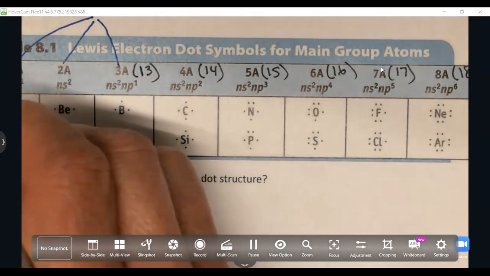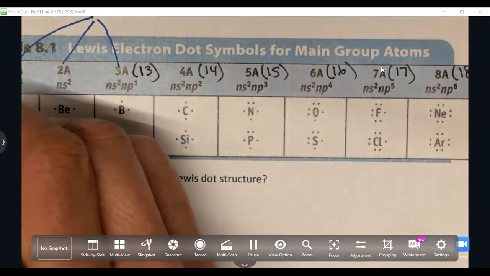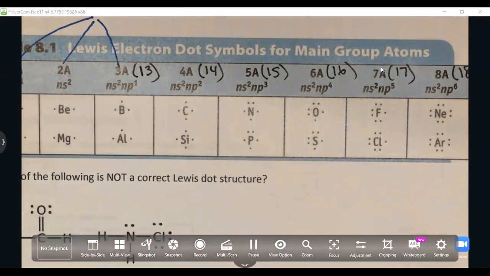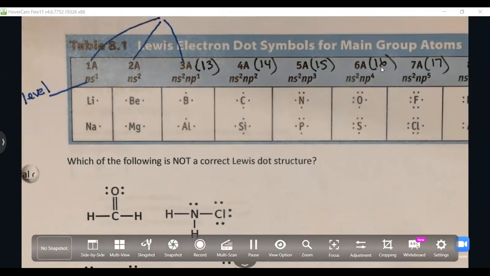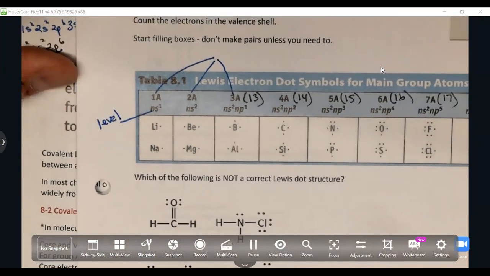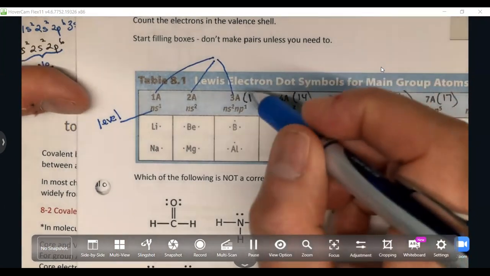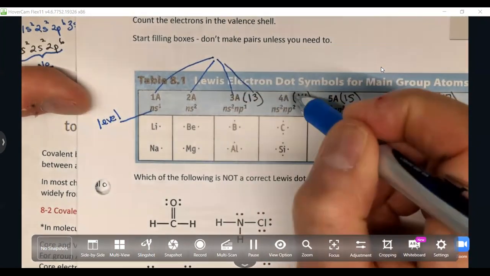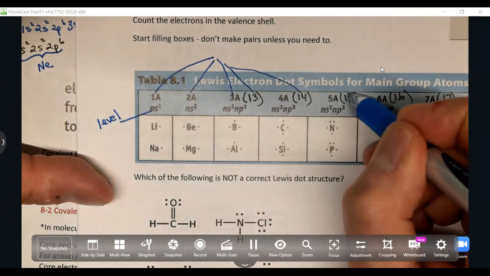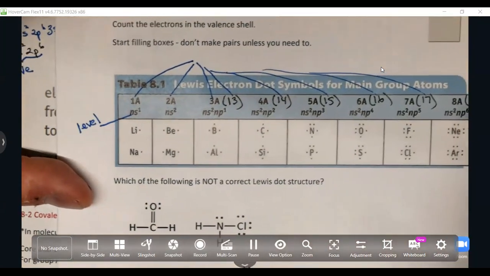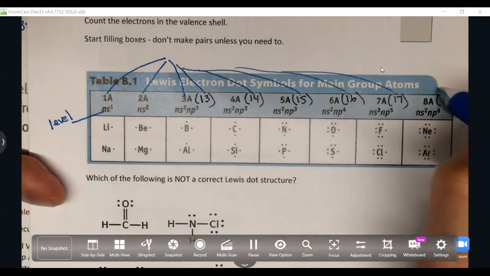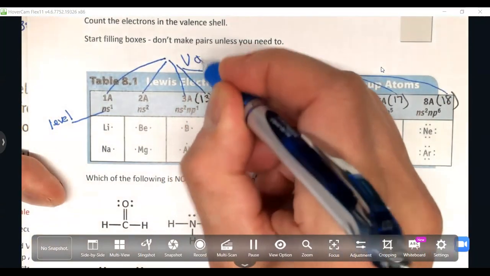Remember, this N would just be our level, right? And we know the ones place is going to equal our valence electrons, right? The ones place is going to equal our valence electrons.